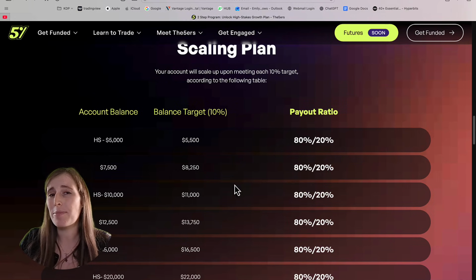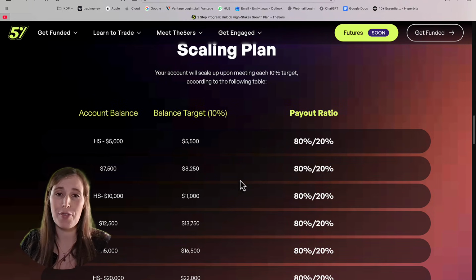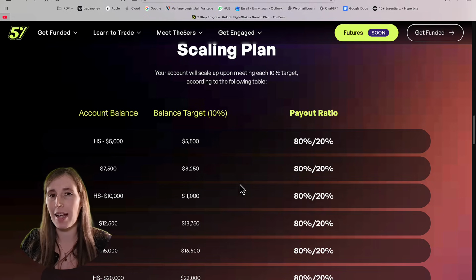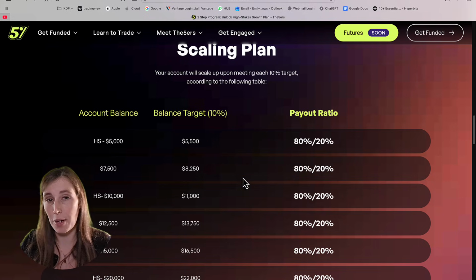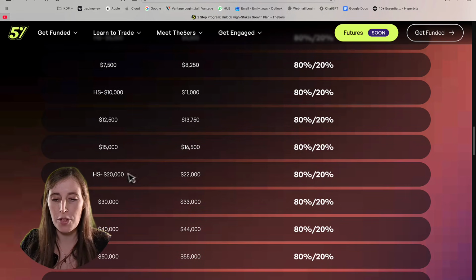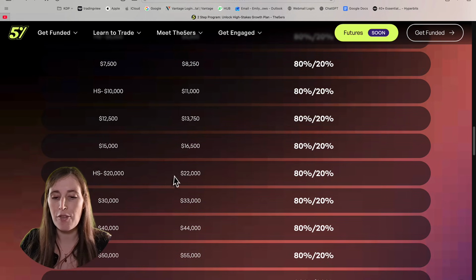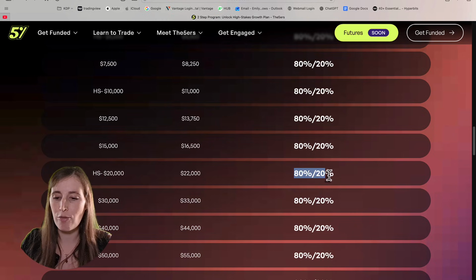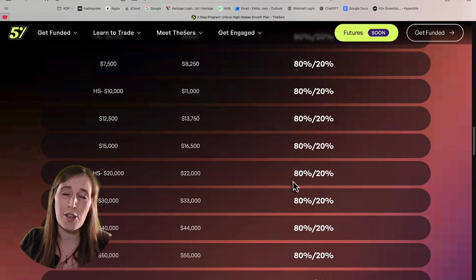And what I find the most interesting about this program with the 5%ers is the scaling plan. This gives you a long-term plan so that you can constantly make more money. For example, with the 20,000 high stakes program, every time you make 10% profits on the account, you scale it up by $10,000. And also this is the payout ratio, so you get to keep 80% of profits that are made during that time.